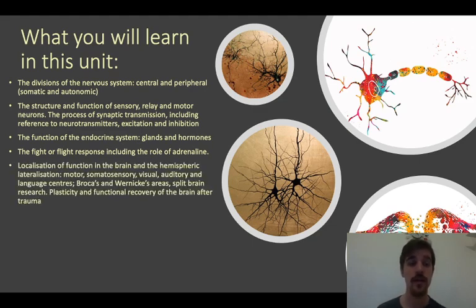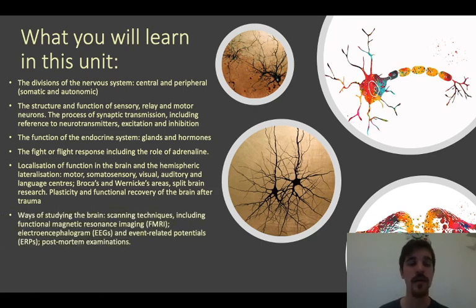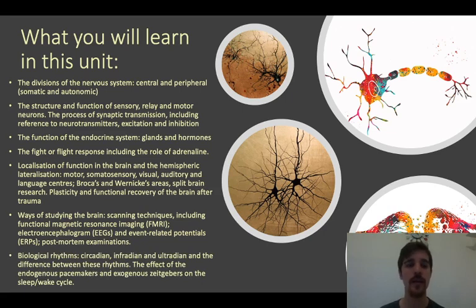The localization of function in the brain, and the hemispheric lateralization: motor, somatosensory, visual, auditory, and language centers. We'll be looking at Broca's and Wernicke's areas, the split brain research, plasticity and functional recovery of the brain after trauma. We'll be looking at the ways of studying the brain. So these are all the different scanning techniques, all the way from fMRIs to EEGs, ERPs, and looking at the brain post-mortem. And then lastly, we'll be looking at the biological rhythms.